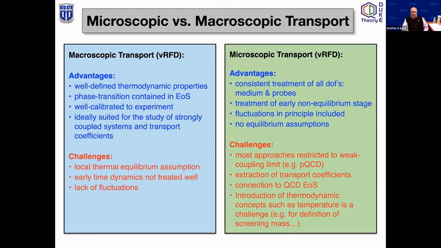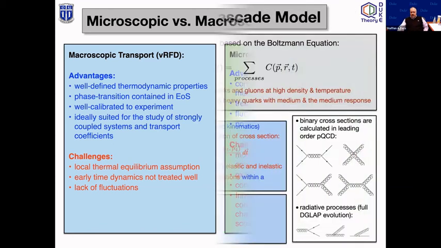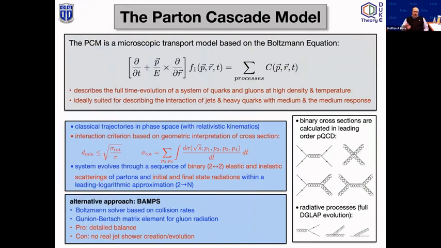The two models I just want to highlight: in the old days, we had something called the parton cascade model that was fully based on pQCD degrees of freedom. A newer incarnation is BAMPS. Not sure whether anybody from BAMPS is actually here at this workshop, but it is certainly a capable model.